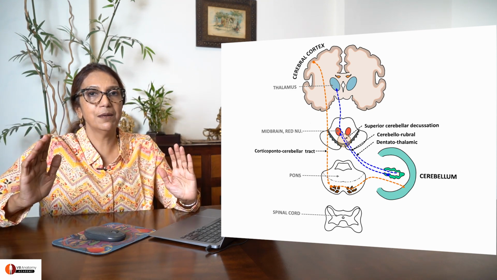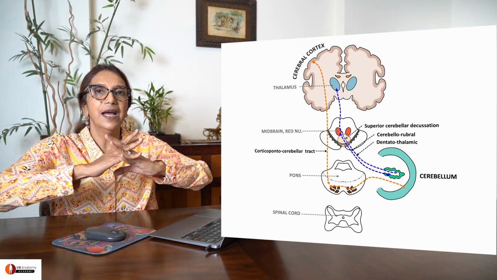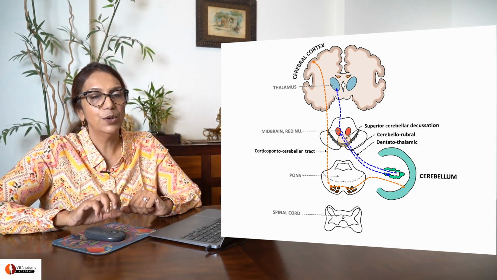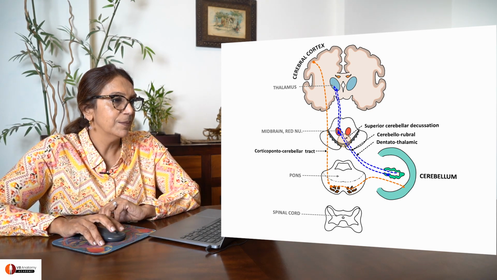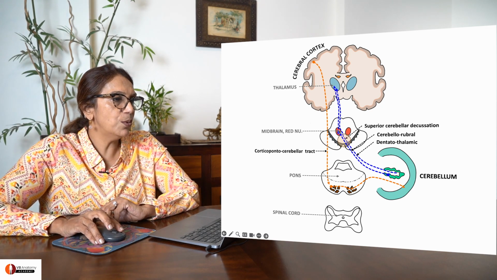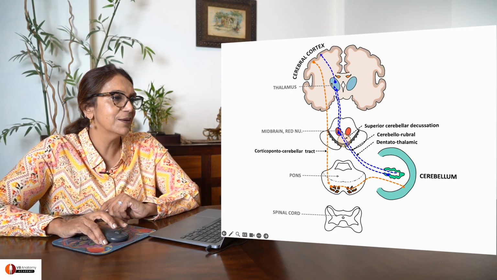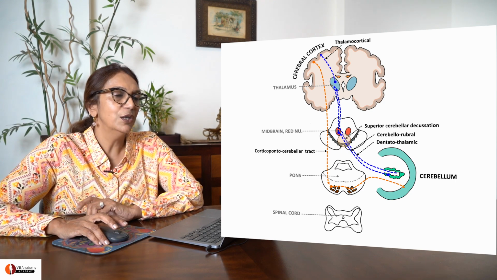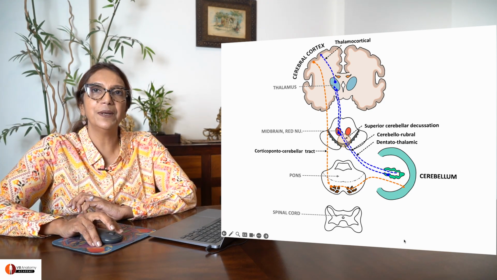Fibers coming from cerebellum enter into midbrain, cross in the midline, and go to the opposite side red nucleus or the thalamus. This is called superior cerebellar decussation. You can see how now after decussating, fibers go from red nucleus to the thalamus, and finally the thalamus informs the cerebral cortex through thalamocortical fibers. So this is how the circuit gets completed.